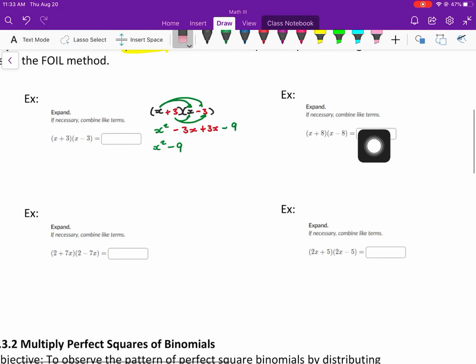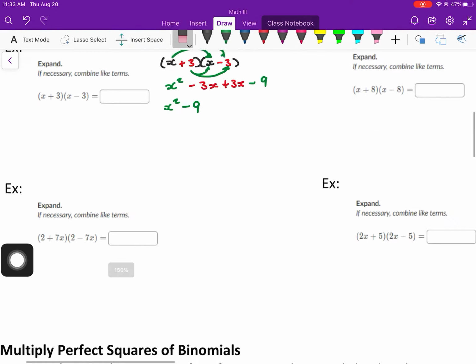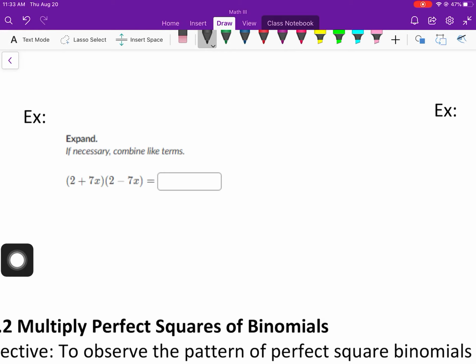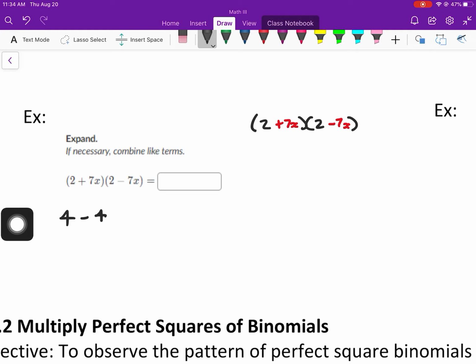So there's another one that you guys can try, very simple. I'm going to go through a little bit more complicated one, but we're going to see that same exact pattern. And as you get used to these patterns, you can actually just shortcut it once you do enough of them. And I'll show you what I mean. I can assume right now that this is going to be 4, because 2 squared is 4, and then 7x squared is 49x squared. And it's a difference of two squares. This is always going to be a minus sign. And you'll see that right now.